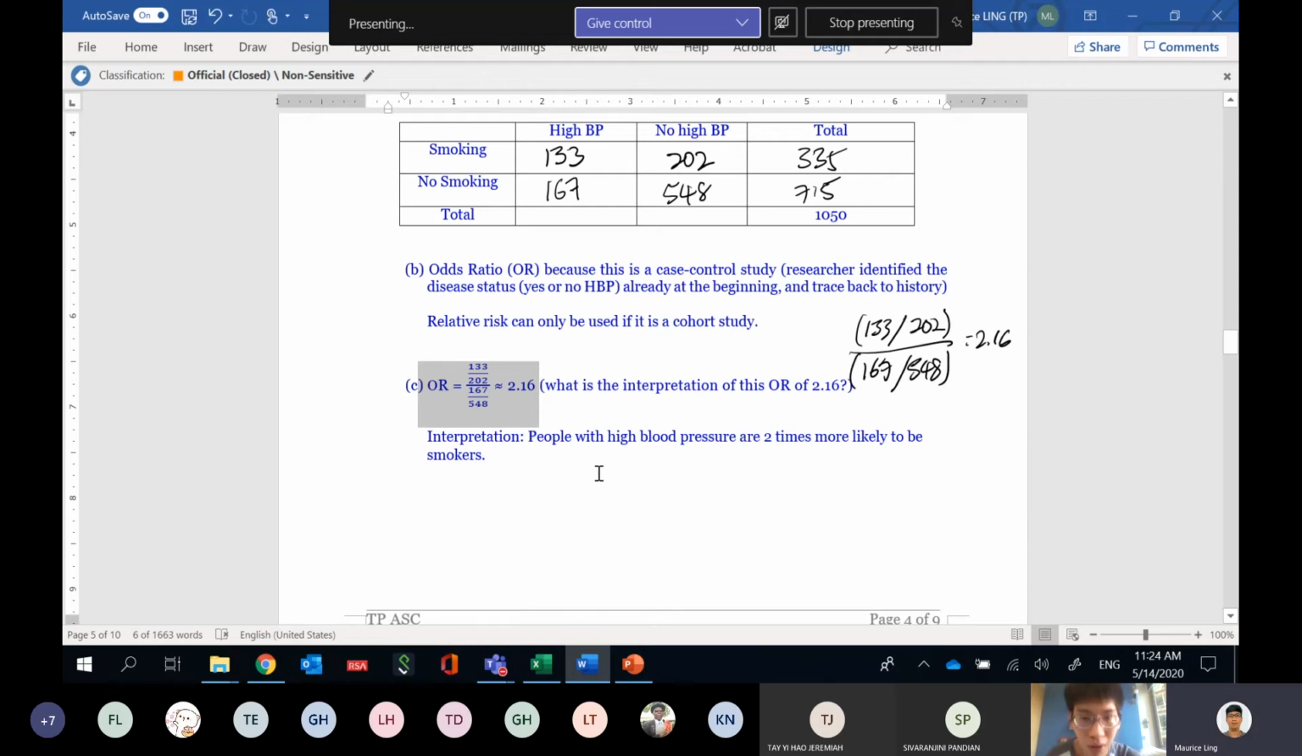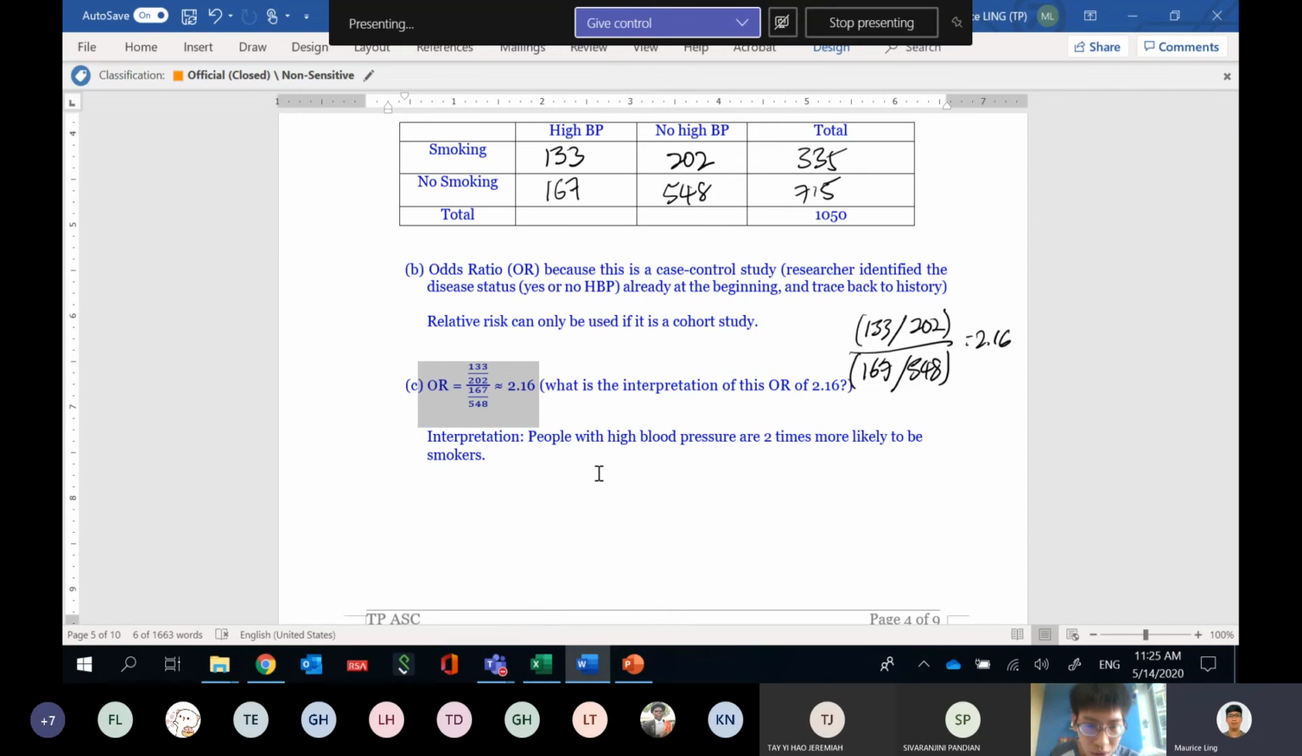Yes, correct. Also concerning odds ratio and relative risk, is it true to say that whenever it is a cohort study, then the odds ratio and relative risk will be used, but in the case of case control studies, odds ratio will always be used? Yes, you can say that.